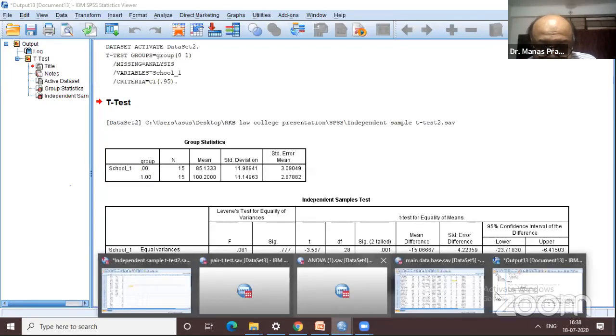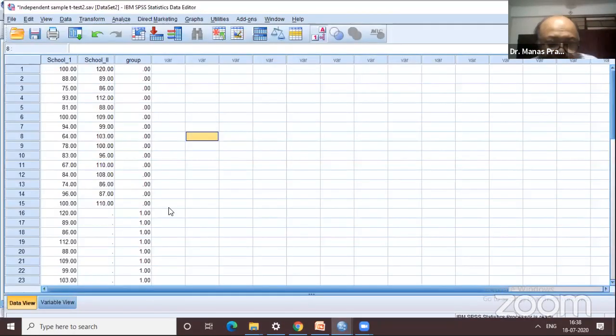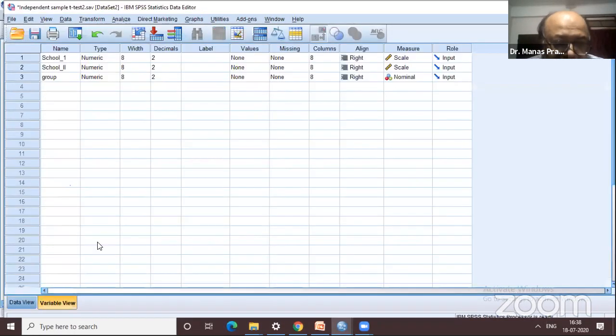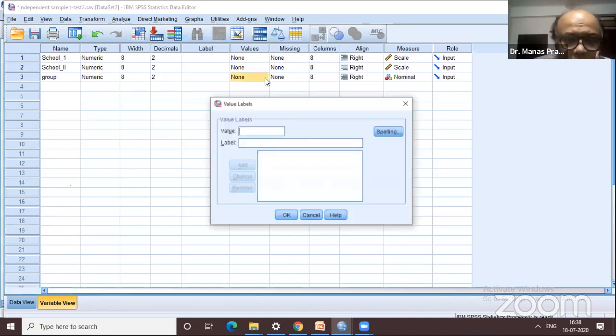So, okay, this is my variable. So let us define the variables. So group, go to values. Yesterday I have shown you. Okay, define. So 0 means school 1. It will be easier for you if you define the codes here. And 1 for school 2.